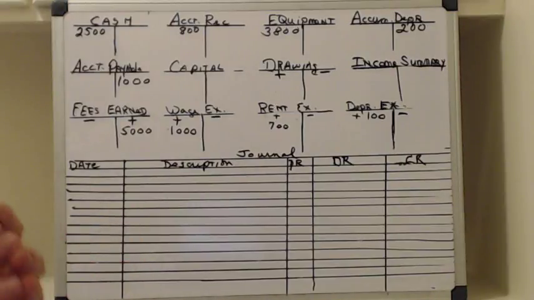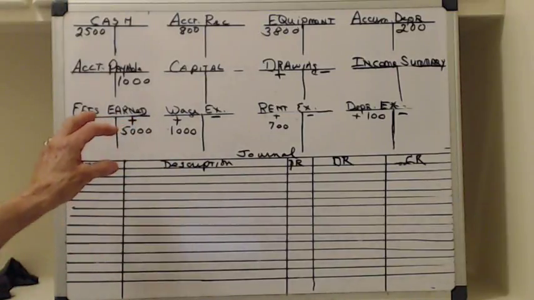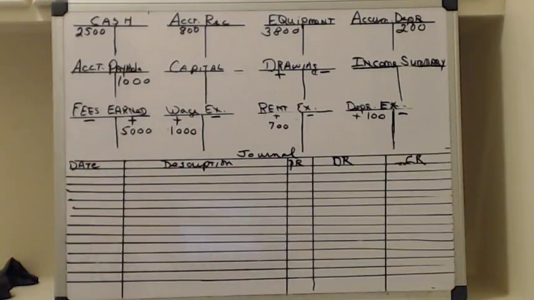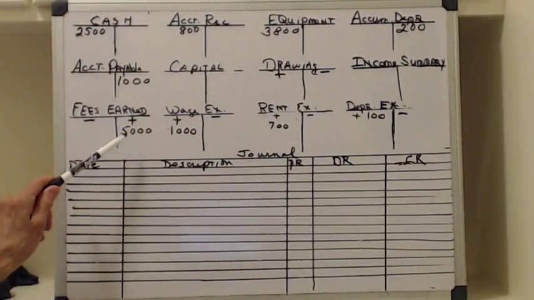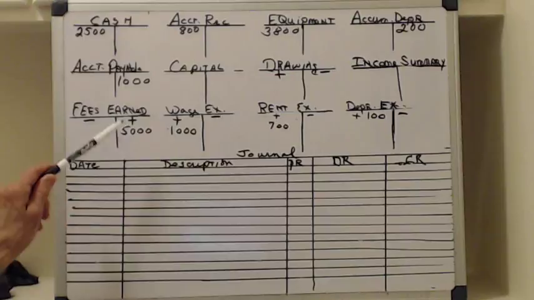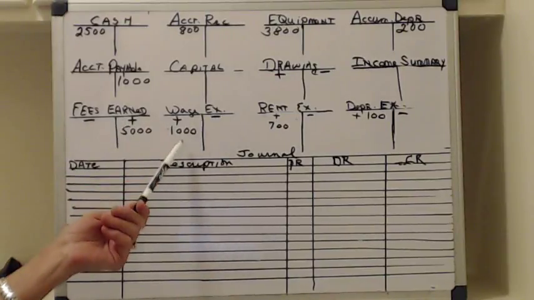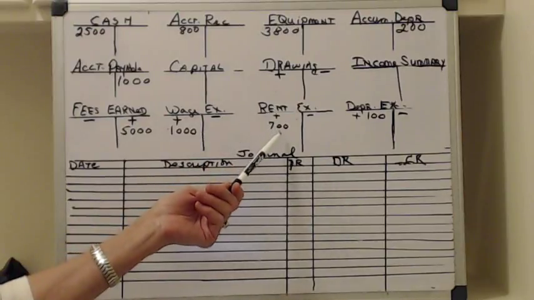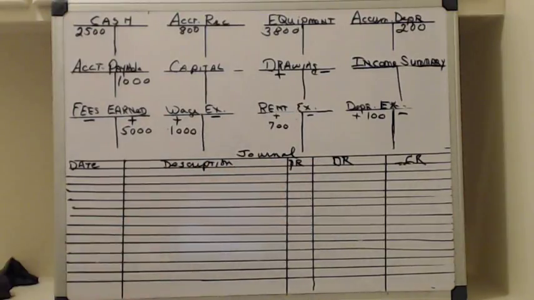We stop and we see how much, for instance, that this company earned for this month. We're going to have the month of August for this particular example that I'm going to show you. So, for instance, I have fees earned, $5,000. So this is how much this company earned for the month of August. Wages, they paid $1,000 in wages for the month. Rent, the $700 is for 1 month. The depreciation is for 1 month.